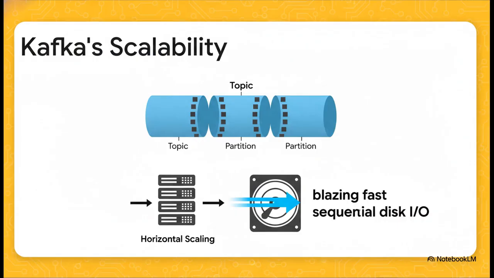Now you might be wondering, how does Kafka handle millions of messages a second without breaking a single sweat? Well, it all comes down to its scalability secrets. Messages are stored in categories we call topics, and these topics are broken down into partitions. This is huge because it allows Kafka to scale horizontally across tons of servers. On top of that, Kafka writes data sequentially to disk. Sequential disk I/O is blazing fast, which basically allows Kafka to bypass standard memory limitations entirely. And since consumers track their own offsets, the broker itself does almost zero computational work during a read.